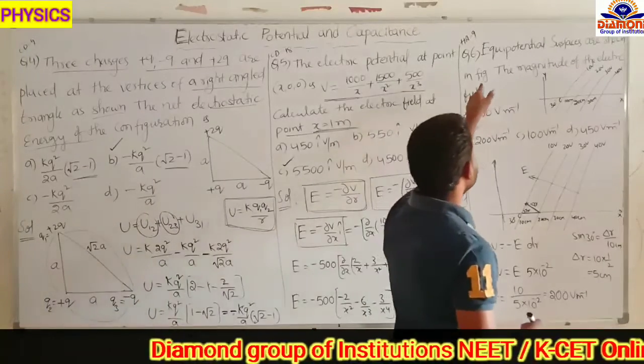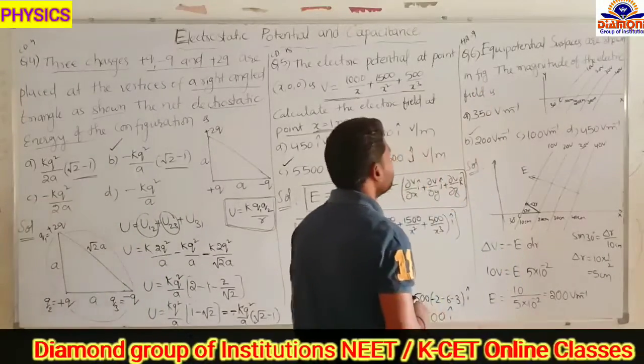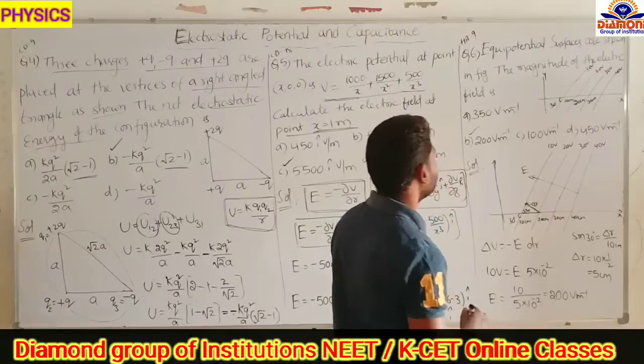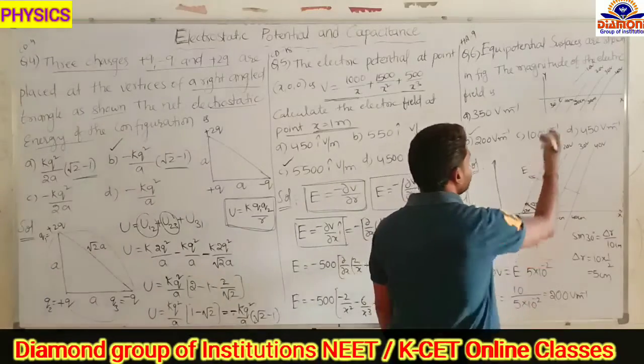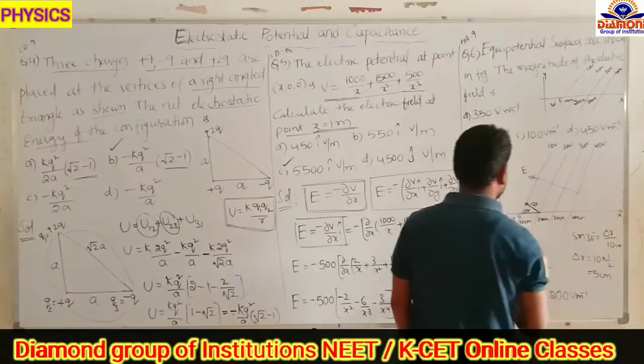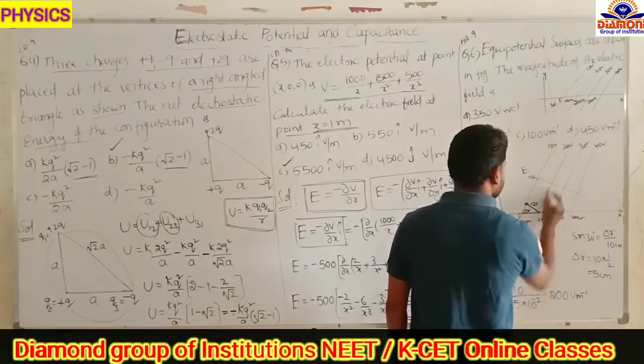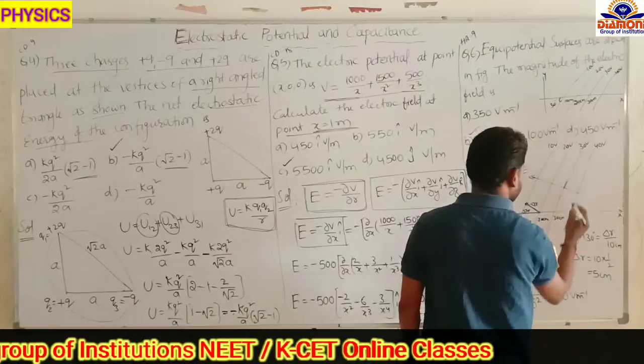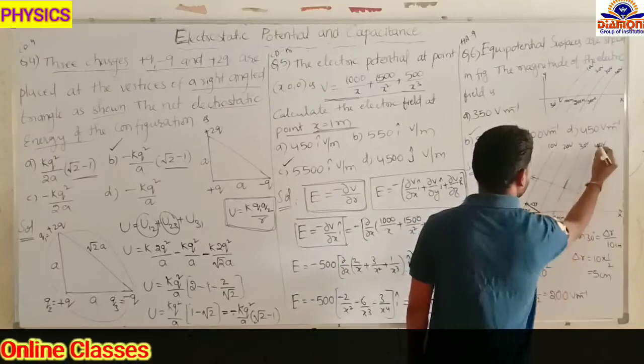Next, see the sixth question. Equipotential surfaces are shown in the figure. The magnitude of the electric field is. So here, the diagram is given. I am redrawing the diagram here. See now, 10 volt, 20 volt. On this whole surface, at every point we have 30 volt only. Here the 40 volt we have.